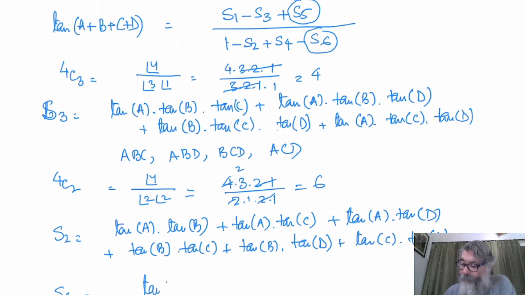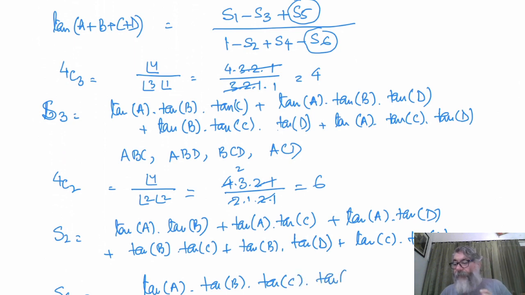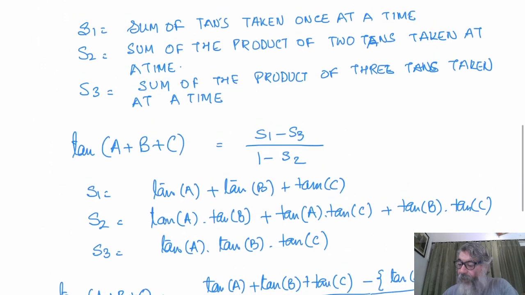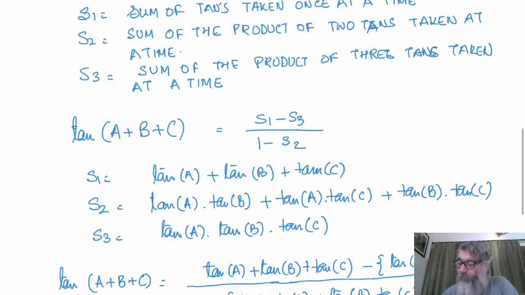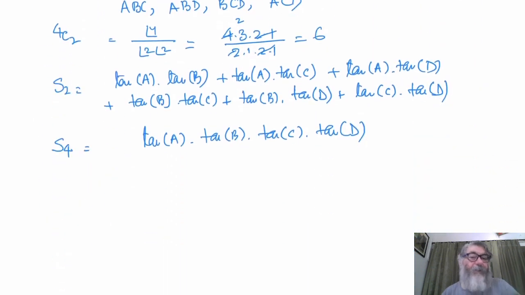S5 and S6 are not possible because the maximum number you can take is 4, so you can't go beyond 4. There was no point writing S5 and S6, but just to explain the complete formula, we did that. So this is very important to remember: how we do tan of A plus B plus C. Any number of angles is given, you can take out the formula.